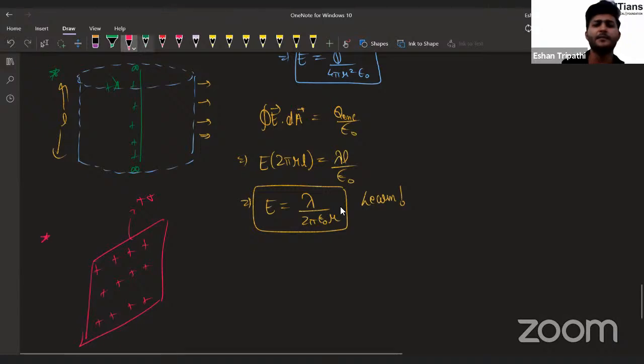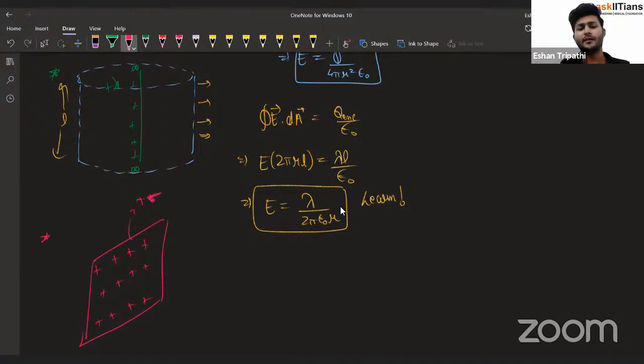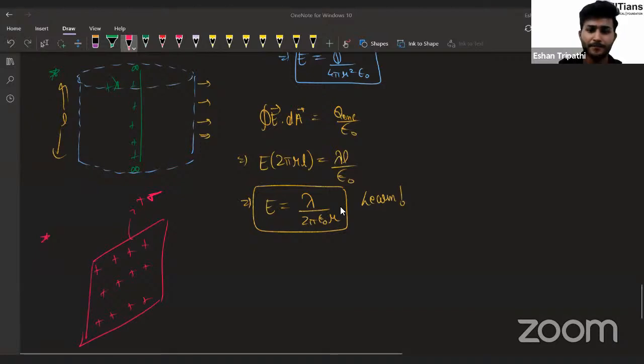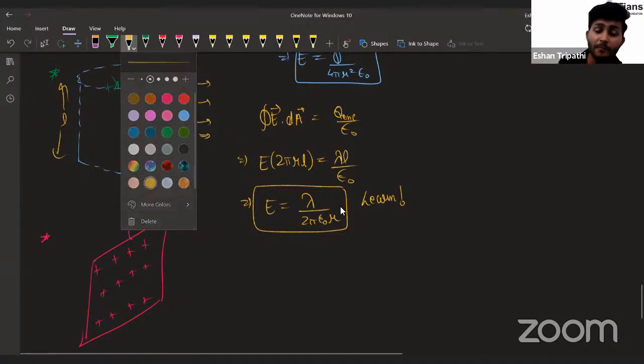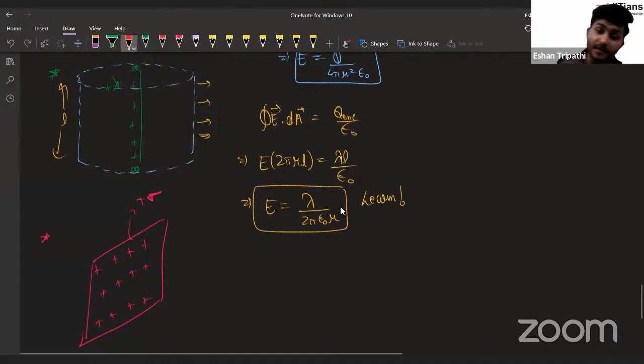If charge density is plus sigma, what kind of Gaussian surface did we use here? What was the shape of the Gaussian surface from symmetry? Only two parallel sheets is important. Cylinder, cuboid, anything it can be. In fact, it can be of random shape also. But the main important point over here is that two parallel surfaces should be there.